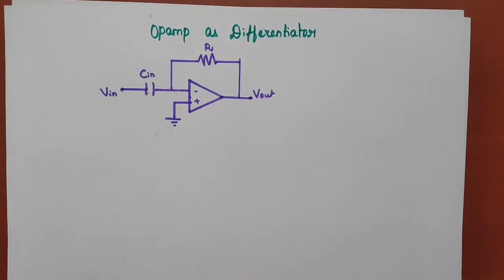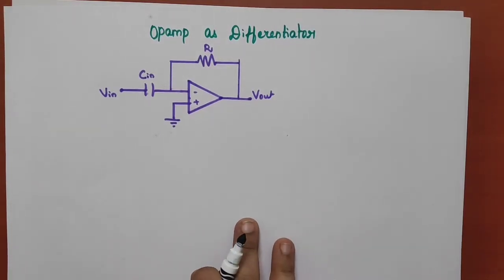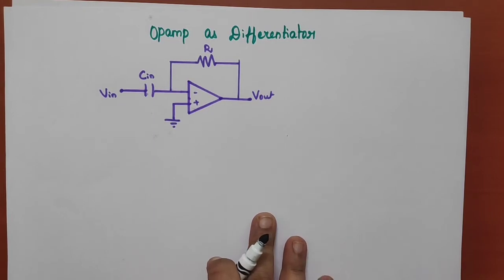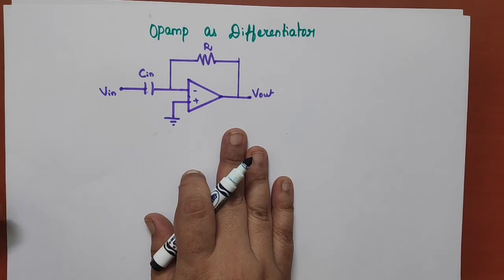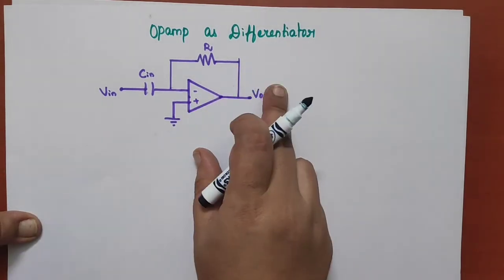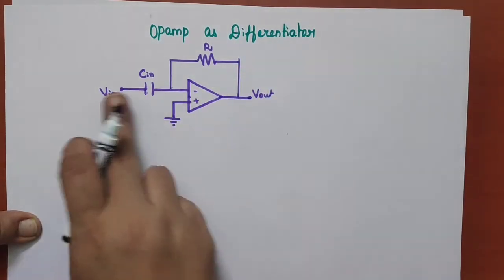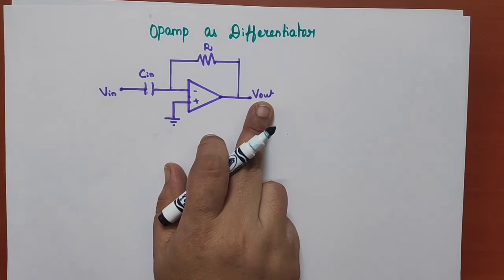Hello everyone. The operational amplifiers can be used as a differentiator. In this video, we will analyze the working of operational amplifier as differentiator. That is, the output voltage is directly proportional to the rate of change of input voltage with respect to time.